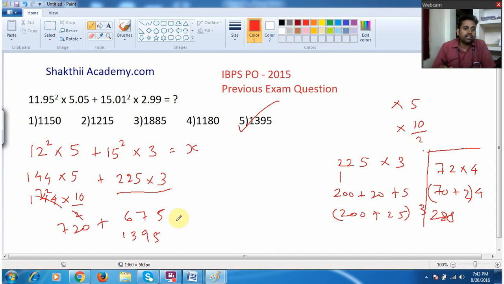You will get 675. And here I told you a trick: instead of multiplying by 5, you can multiply by 10 by 2, and then you can make the calculation very, very convenient and easy. If you don't know this trick, then you will consume more time to solve the sum.